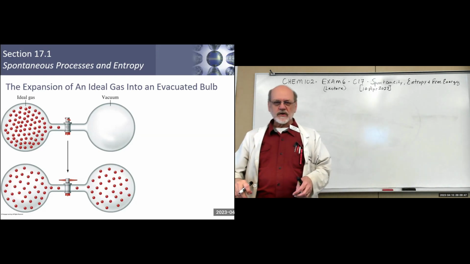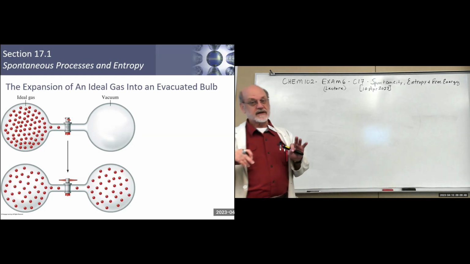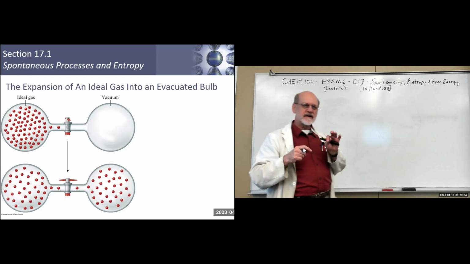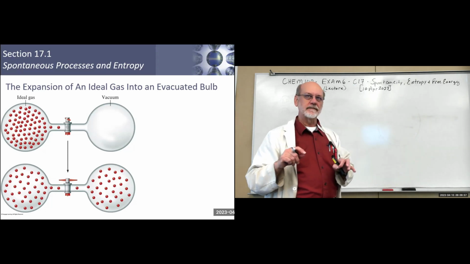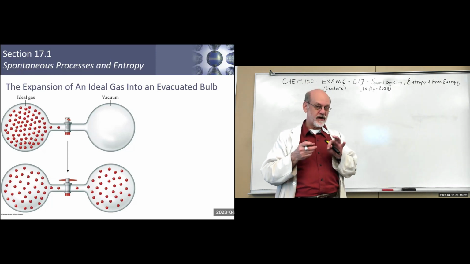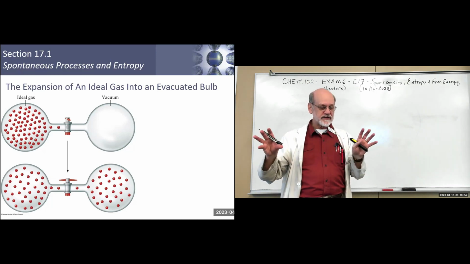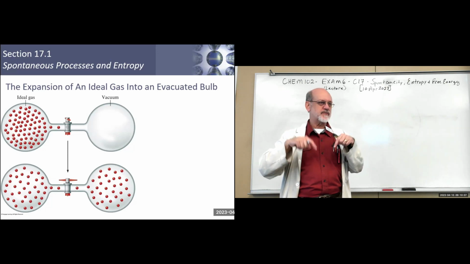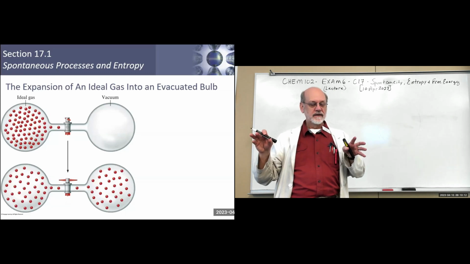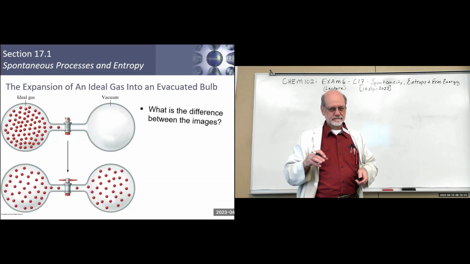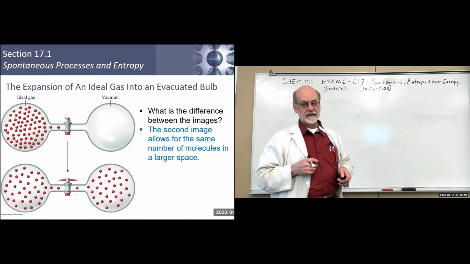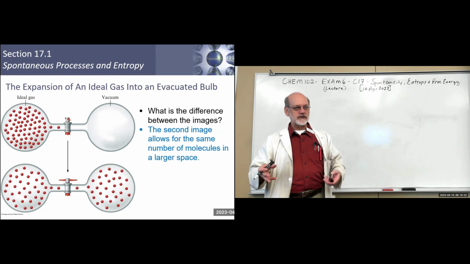Okay. So here we have an expansion of an ideal gas into an evacuated bulb. And what you'll notice is we've represented the gas molecules as these little red dots. And what you'll notice too is that when we open the valve, we know the gas spreads out, but when we look at it from a microscopic perspective, we see that the gas molecules are spread further apart. That's the difference between the images. They occupy a larger space.